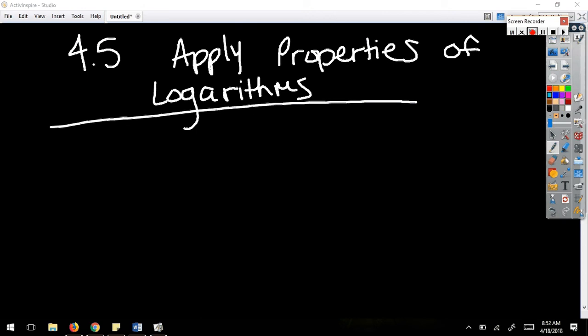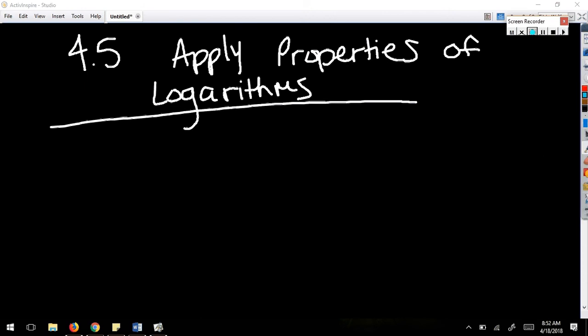So if you remember that logarithms are exponents, it'll make the properties make more sense to you. Okay? So we have 3 main properties, but remember with exponents we had 7, right? The first one is the product property.